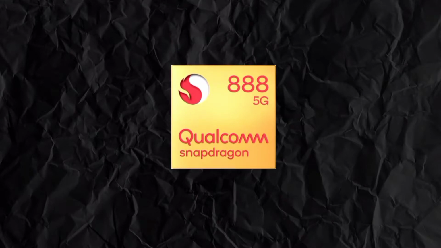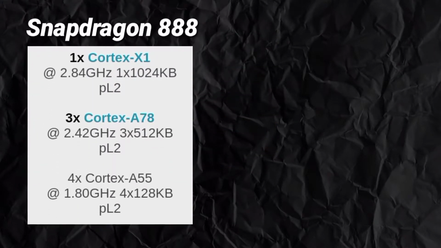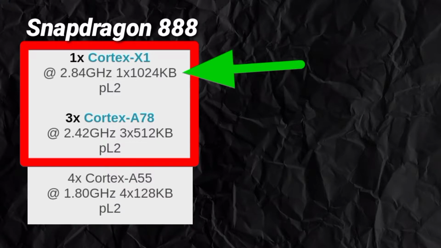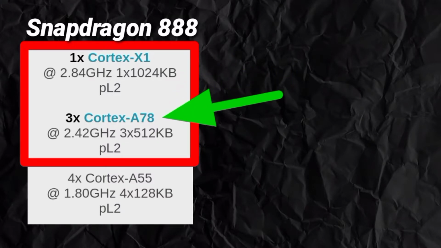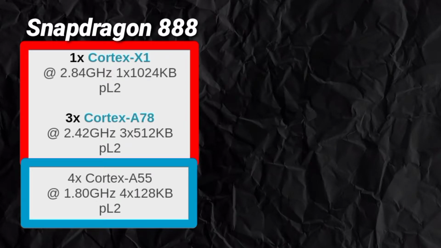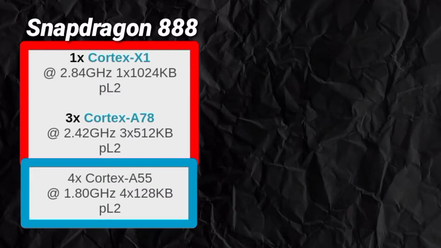So guys, first of all we will talk about the architecture of the Snapdragon 888 processor. As you can see right here, it is a tri-cluster architecture SoC. There are 4 high performance cores and 4 high efficiency cores. The 4 high performance cores are divided into 2 categories. Among the 4 high performance cores, one is based on ARM Cortex X1 and the rest are based on ARM Cortex A78. And the 4 high efficiency cores are based on ARM Cortex A55. The clock speed of ARM Cortex X1 is 2.8 GHz and the clock speed of ARM Cortex A78 is 2.42 GHz.